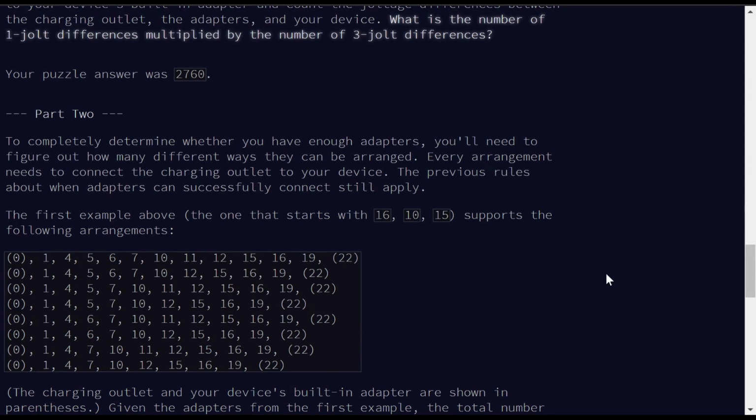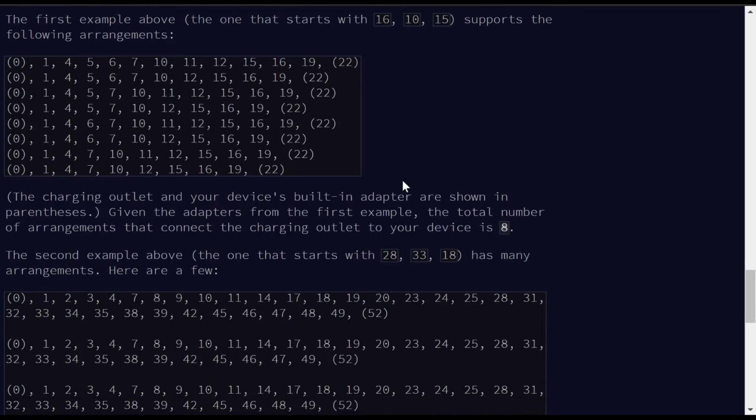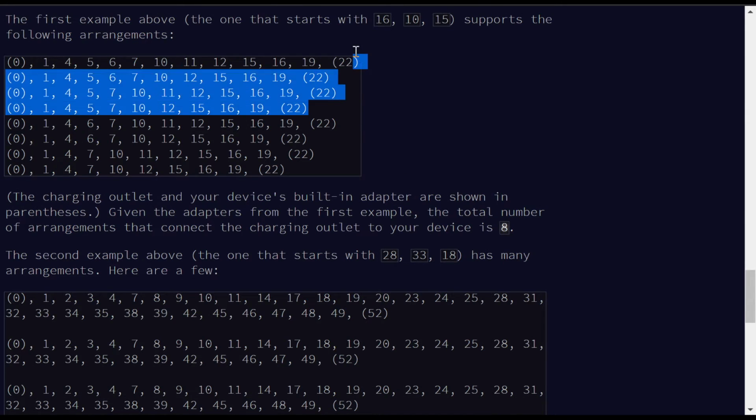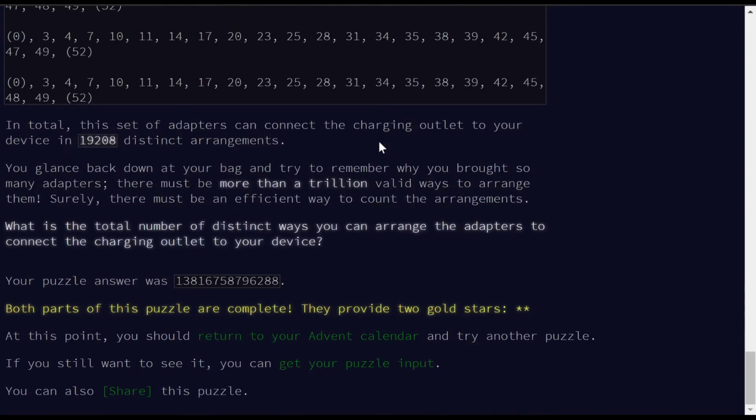So, part 2. To completely determine whether you have enough adapters, you'll need to figure out how many different ways they can be arranged. Every arrangement needs to connect the charging outlet to your device. The previous rules about when adapters can successfully connect still apply. And then they give us some examples. These are all successful ways to get from 0 to 22. And you're meant to count the number of legal ways there are to do this.